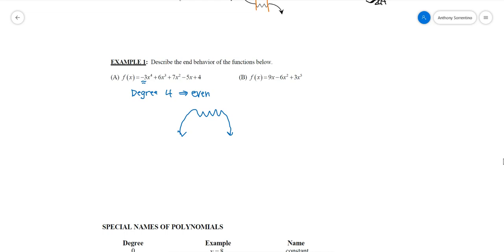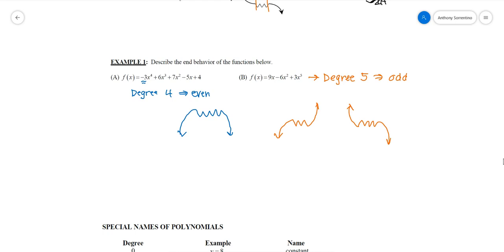Whereas this next one, this is not written in standard form. As a matter of fact, the x's are increasing in value as I move along. So this is a degree 5, which means it either is going to look like this, or it's going to look like this, as far as the end behaviors go. I've got to figure out which one it is.